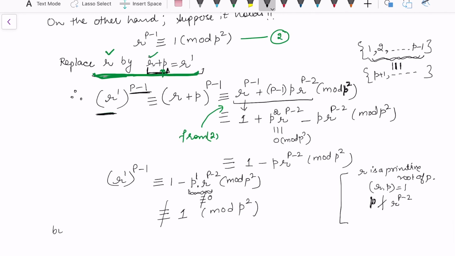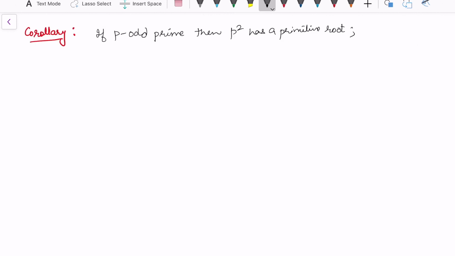But from our assumption 2, r to the power p minus 1 is congruent to 1 modulo p square. So that contradicts our choice, and hence this has to be not congruent.